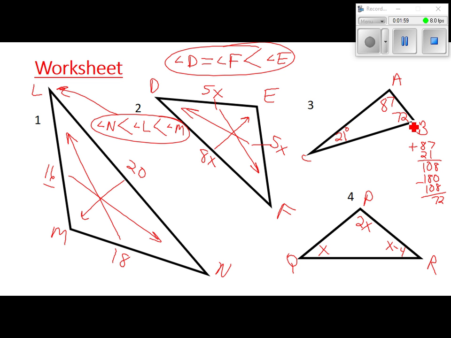So if we want to list the sides in order, and this time instead of using the alligator mouth, I'm just going to use a comma. We want them to be from shortest to longest. Well, this 21-degree angle's got to be across from the shortest side, so segment AB's got to be the shortest, comma. Next shortest is across from the next smallest angle, which is 72, so AC has got to be the next shortest side of the triangle. And then the 87 is always across from the longest side in this case, so that's got to be segment CB or segment BC.